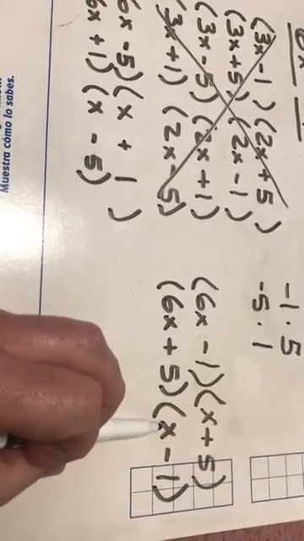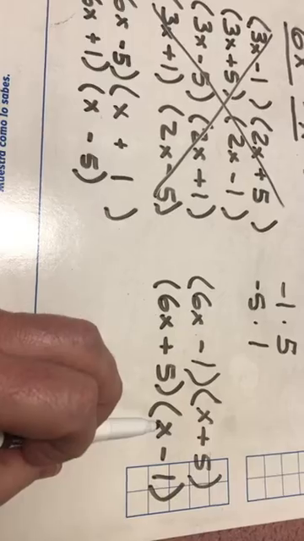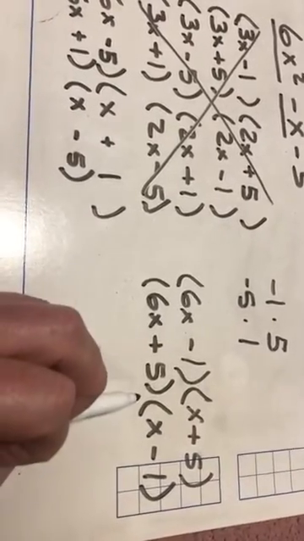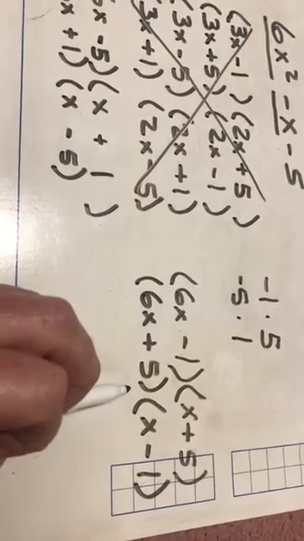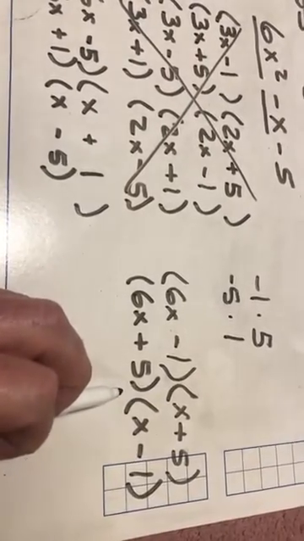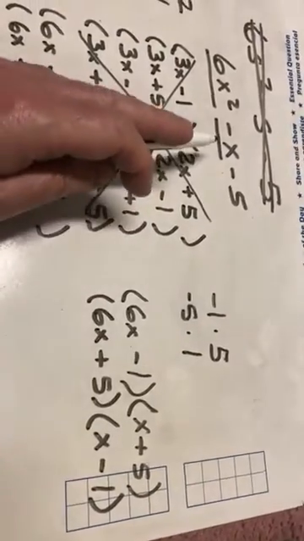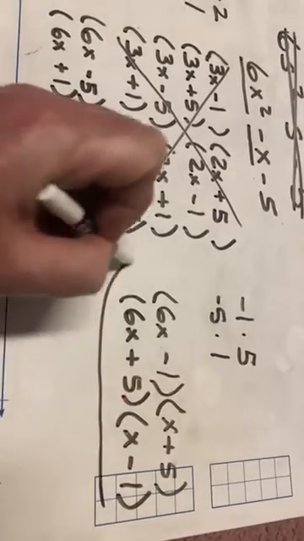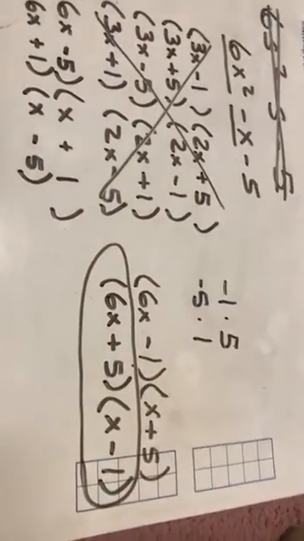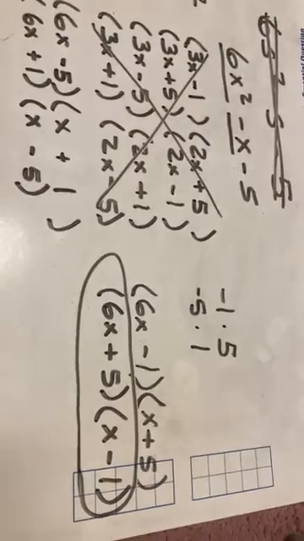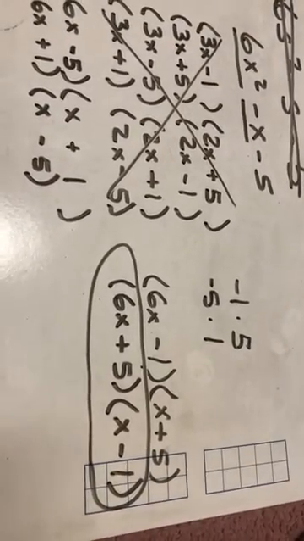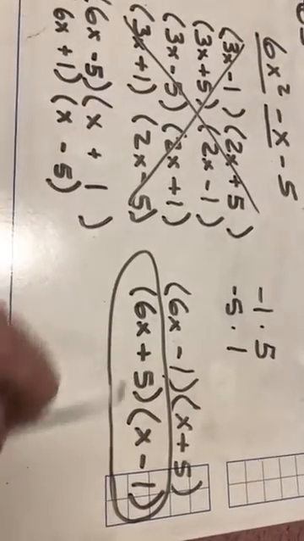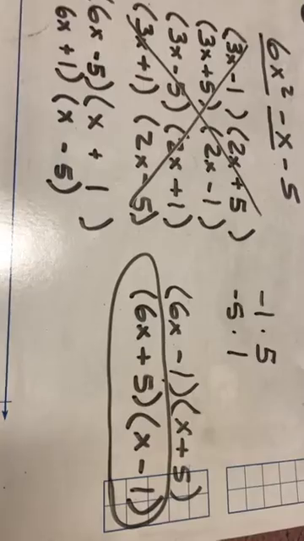5 times x is a positive 5x. Ladies and gentlemen, when I combine negative 6x and a positive 5x, negative 6 and positive 5 combines to negative 1. Hallelujah. I have finally gotten the answer that I'm looking for. As you get more confident, 8th grade, you're going to have to start thinking about things mentally and doing some quick multiplication to see if answers are even going to be close.